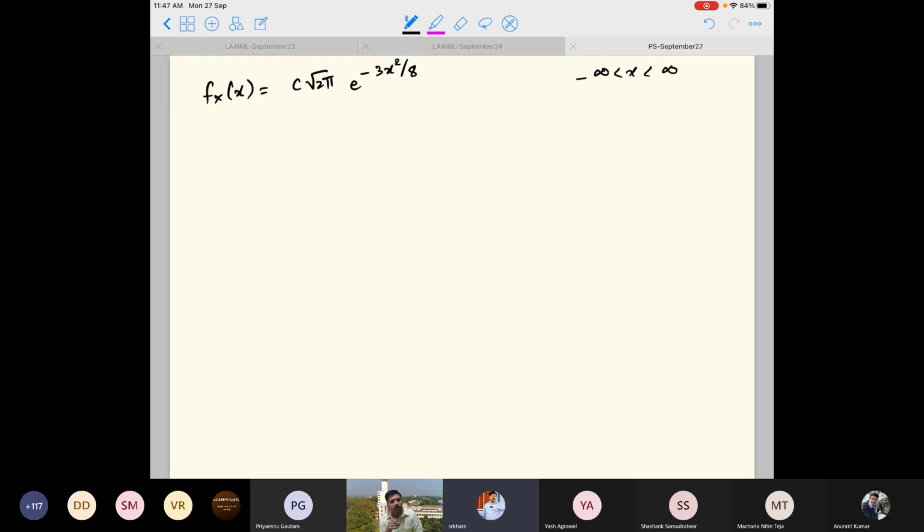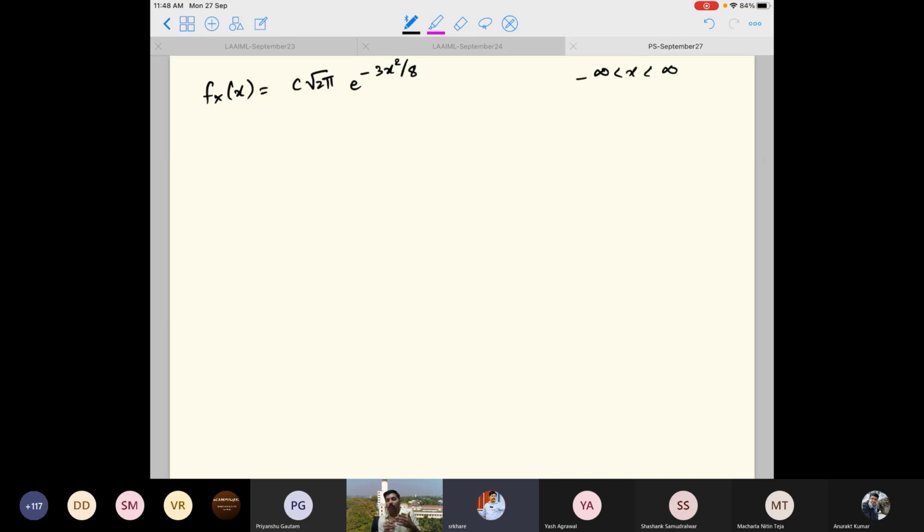Can you tell what is c from here? By integrating it to 1, we can. But I want to avoid integration. Suppose I want to avoid integration, then what will I do? Obviously, I would integrate from minus infinity to infinity and I should get 1, and then I would know the value of c. But if I want to avoid integration, then what will I do?